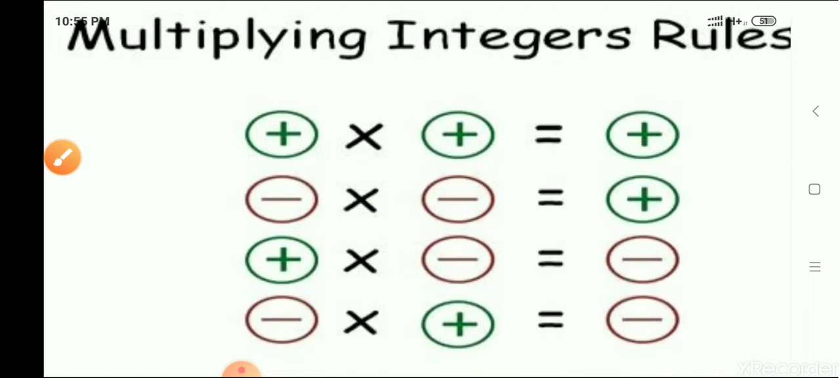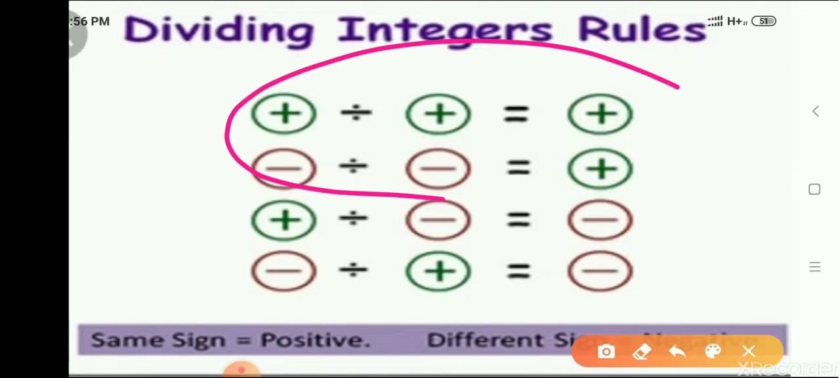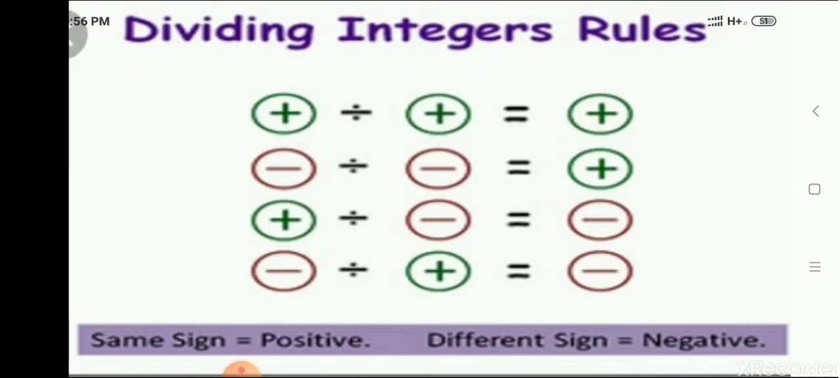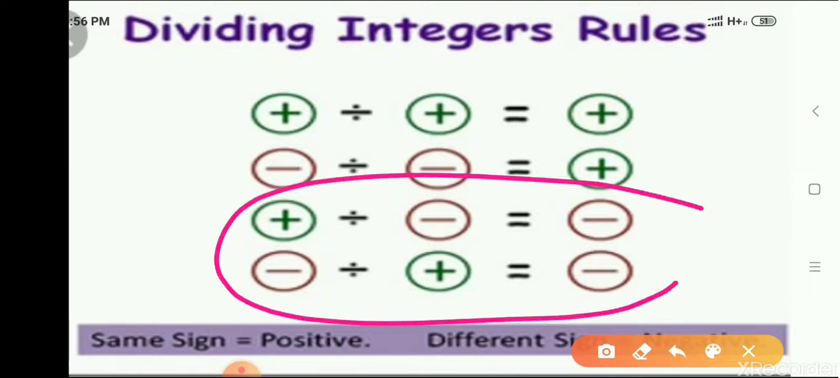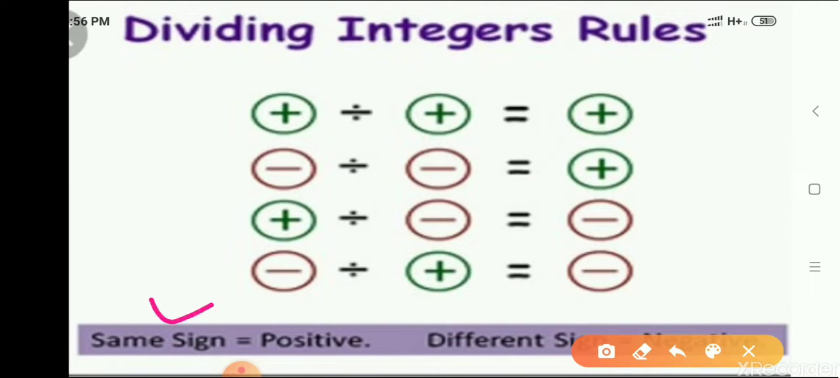In case of division, here also the rule is the same. Whenever we divide two integers with the same sign, we will get a positive resultant, and whenever we divide two integers with different signs, we get a negative resultant. In short, we can say same sign gives us a positive result and different sign gives us a negative result.